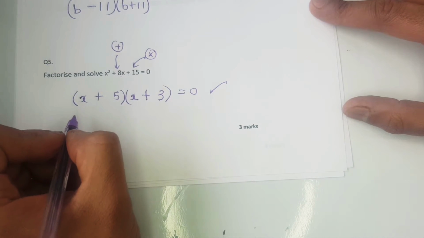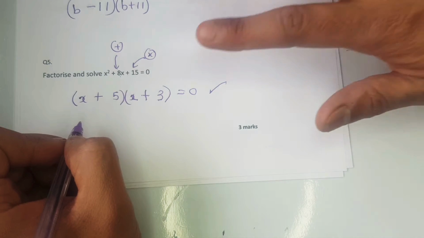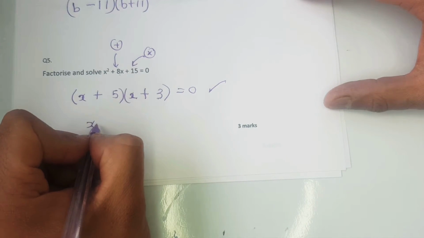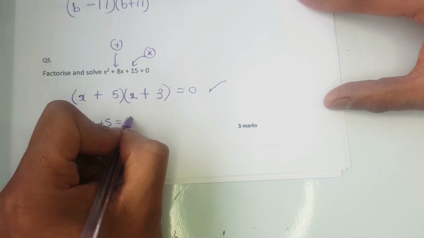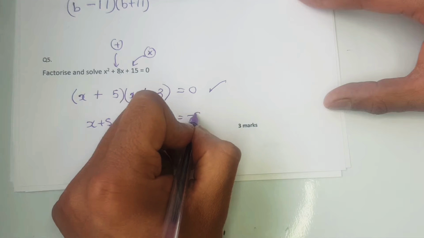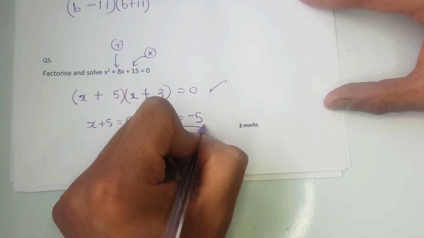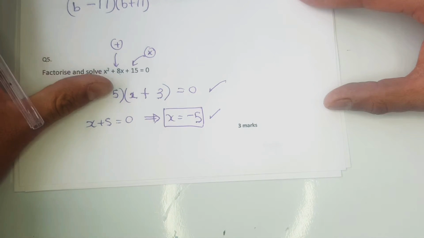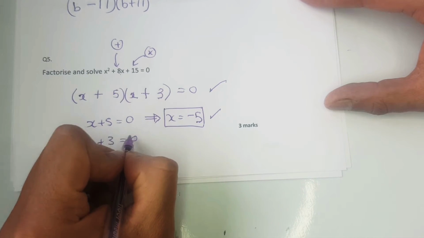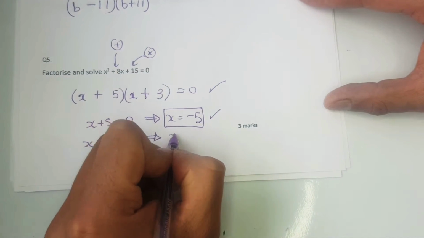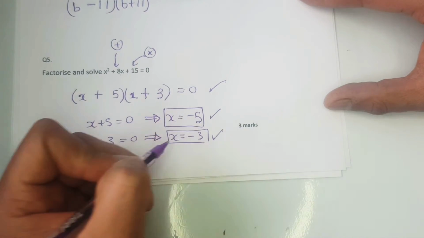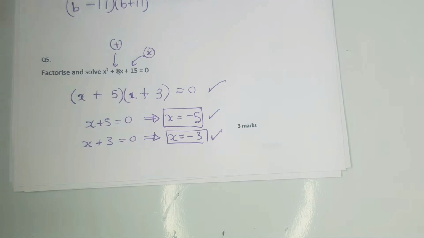The next mark is to find what x is, so we have to solve it. If you cover one of them, you get x plus 5 equals 0. This implies that x is equal to negative 5. That's the second mark. Then you cover the other one, you have x plus 3 equals 0, which implies that x is equal to minus 3. There's your third mark. So that's how you factorize and solve.